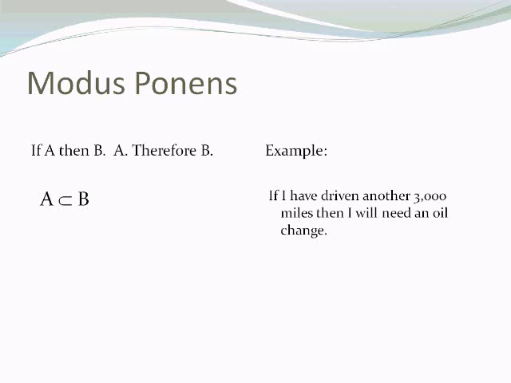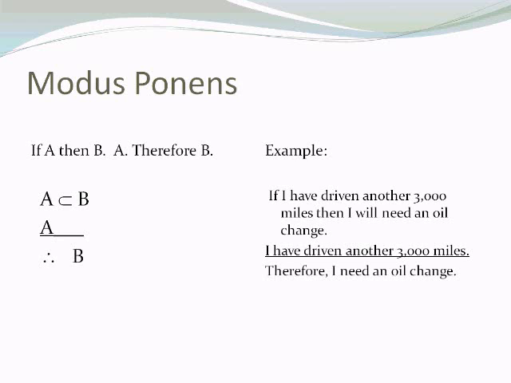The symbolic form off to the left, if A, then B. If I have driven another 3,000 miles, then I will need an oil change. The A is I have driven another 3,000 miles. The B is I will need an oil change. I have driven another 3,000 miles. Therefore, I will need an oil change. So we can see how this very simple argument is represented symbolically off to the left, and we know that this is a valid form. We have lists and books full of valid forms and invalid forms. We know this to be a valid form.